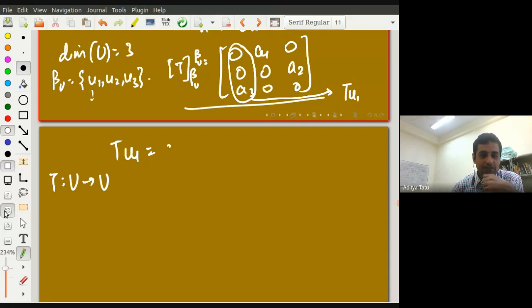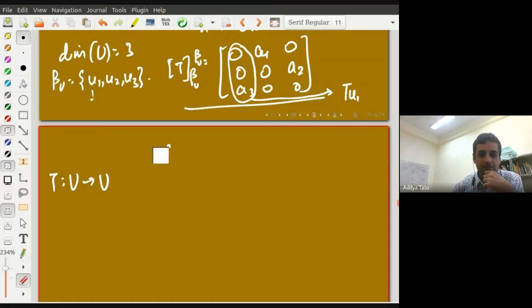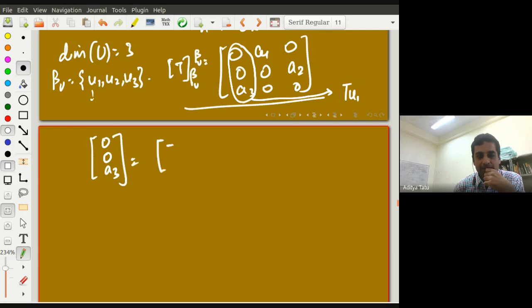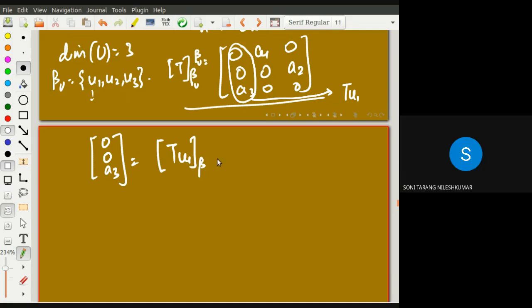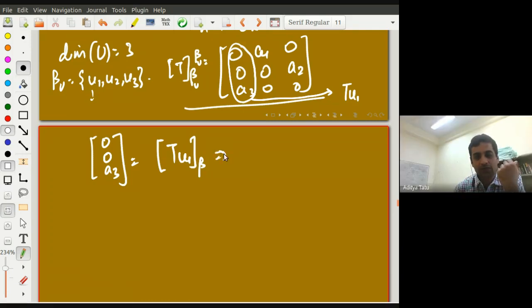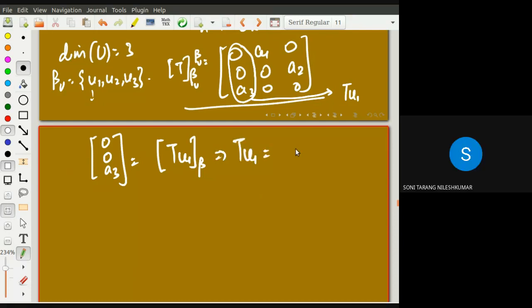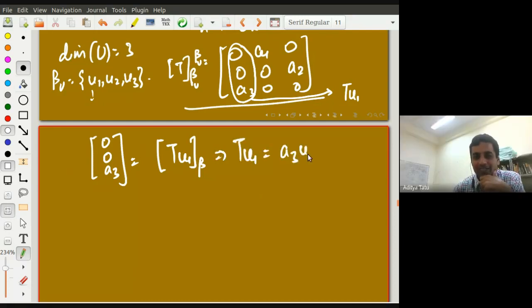Let me make it simpler. So this 00A3, what is this? This is the representation of TU1 in the basis beta. So then what is TU1? A3U3. Good, thank you. That is what my question was.